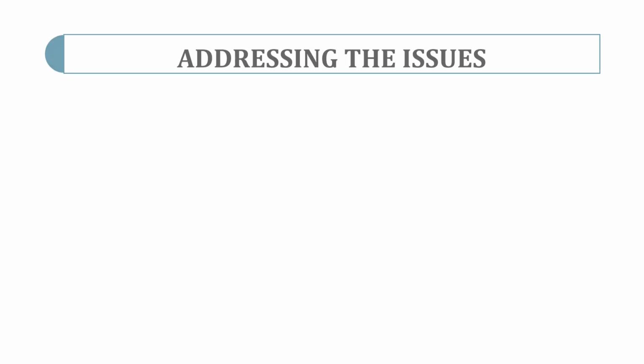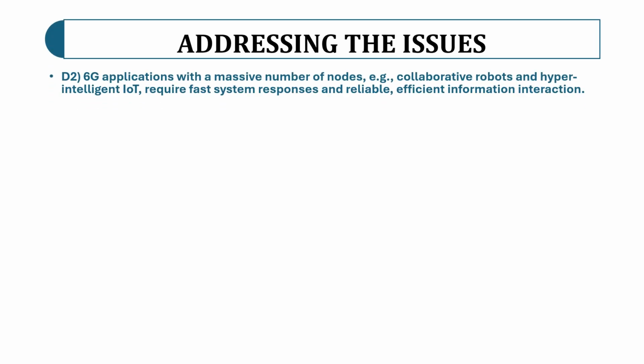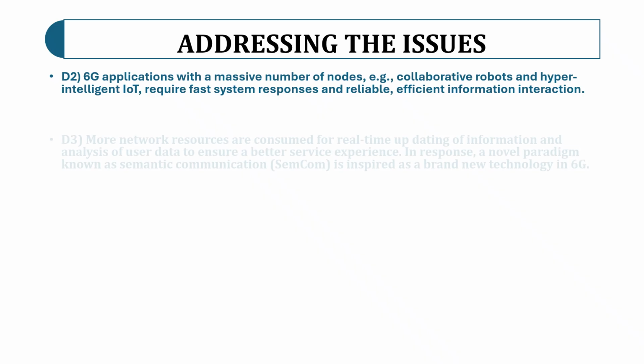Secondly, D2: 6G applications require a large number of nodes. That means a large number of collaborative robots that will help each other, and hyper-intelligent IoT is required, which requires fast system responses and reliable, effective information interaction. That means it requires a massive number of nodes. This is the limitation, and we need to overcome it.